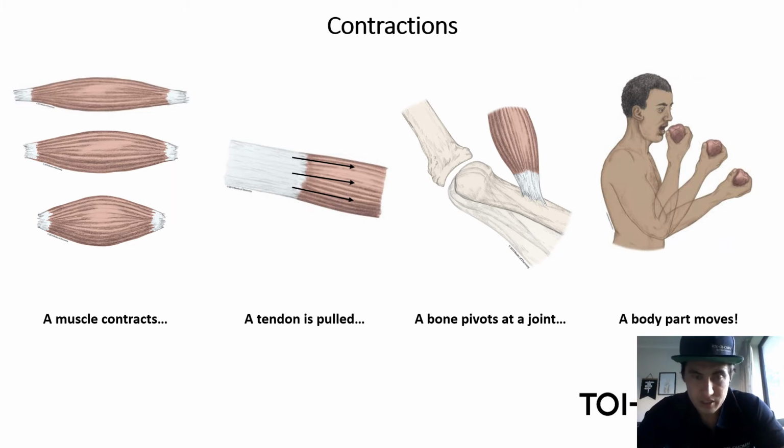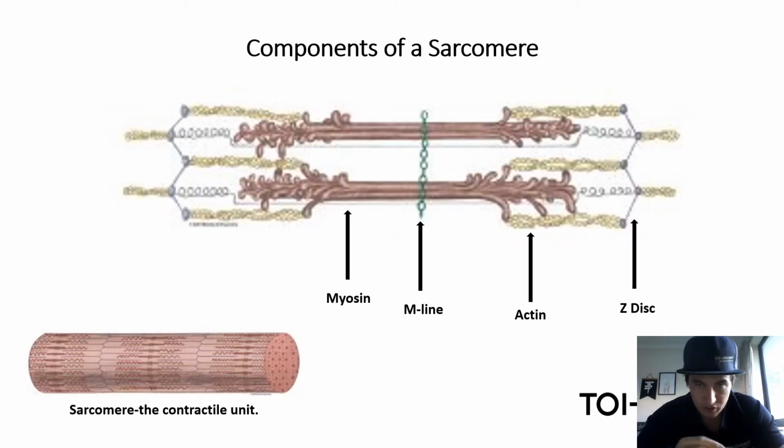Types of contractions. So a muscle contracts, a tendon is pulled, or force is applied against that tendon, and the bone will pivot at a joint, and the body part moves. Now, the contractile unit, as we said, is the sarcomere, and this is going to relate to the long answer question within the exam. So make sure you watch a couple of videos. I'll chuck some of those up onto Moodle so that you can see the process of this, what's called the sliding filament mechanism or sliding filament model, happening.